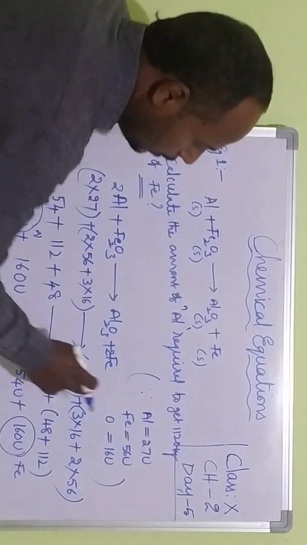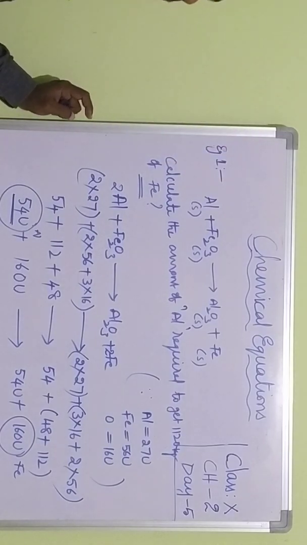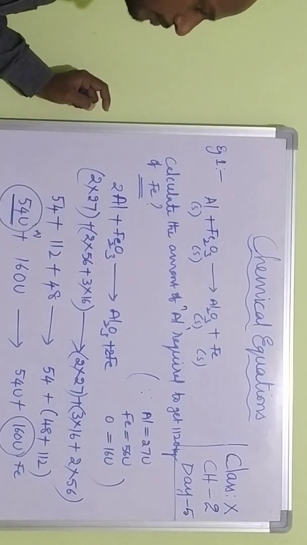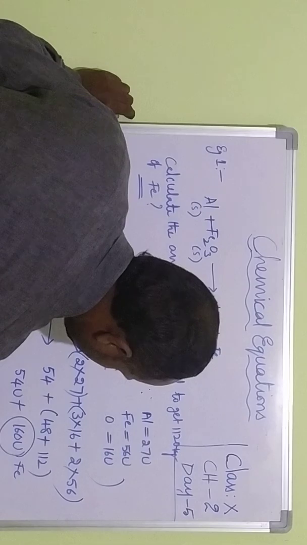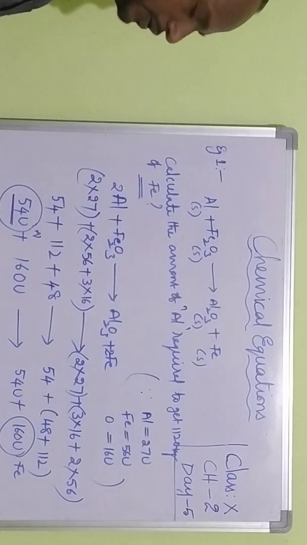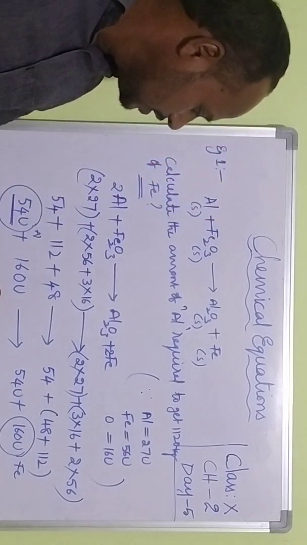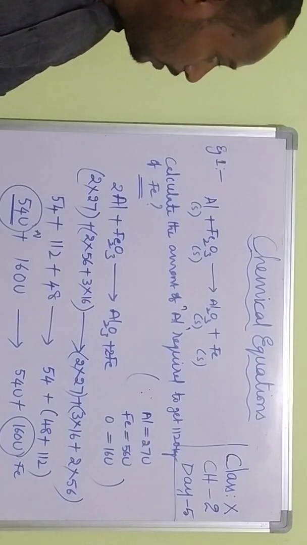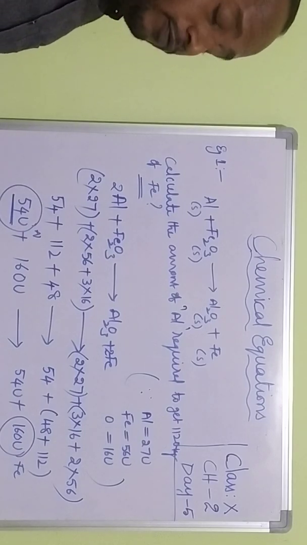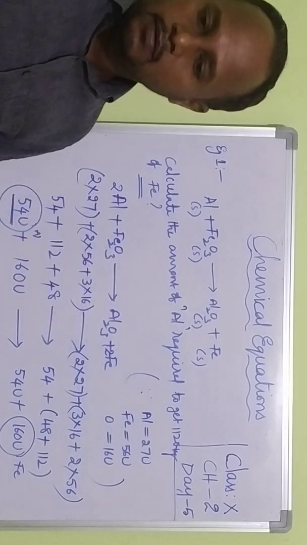Then we need 1120 kg of iron. 1120 kg means we should convert it into grams. How to convert? We multiply by 1000. That's all; if you multiply, we can convert it into grams. Okay, 54 grams of aluminium gives 160 grams of iron. Then he needs 1120 grams of iron. Then how much aluminium should we take to get this much iron? What to do?